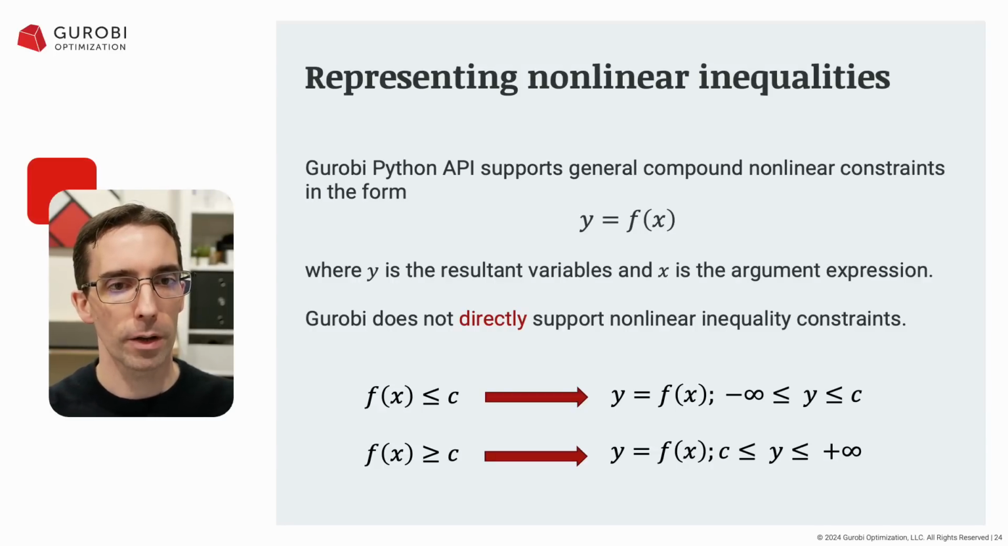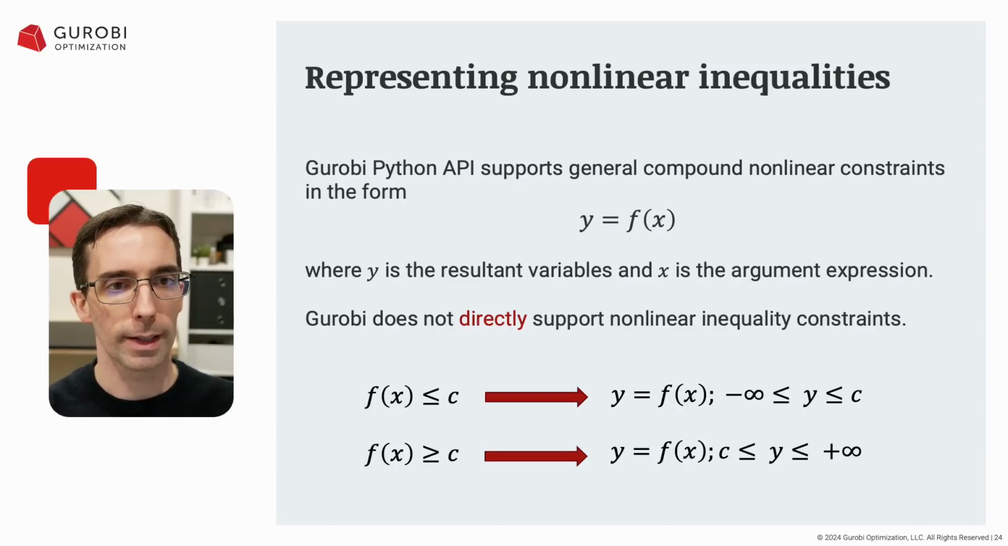Next, I want to make a note about how to represent nonlinear inequalities. Gurobi's Python API and the underlying C layer that it calls supports general compound nonlinear constraints of the form y equals f of x. The supported form requires that y is a single variable, the sense is equality, and f of x is a nonlinear expression. This means that it's not possible to directly write down a nonlinear inequality constraint.